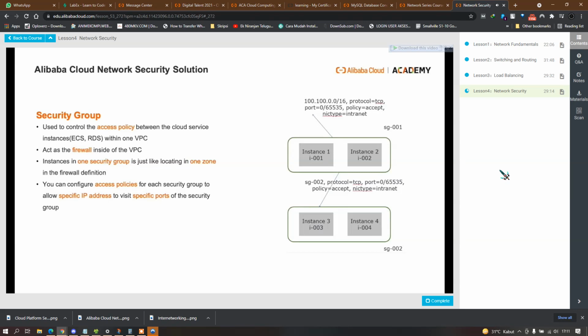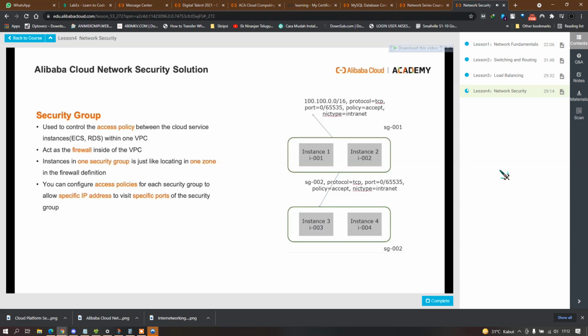And then another thing is that instances in one security group are located in one zone in the firewall definition. So this is the comparison between the security group and the firewall. There are some things that are the same as the traditional firewall. And then the last point is that you can configure an access policy for each security group to allow a specific IP address to visit a specific port of your security group.